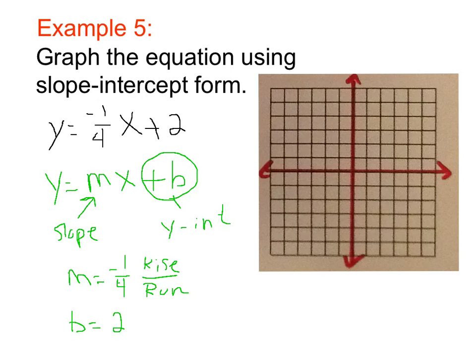We're going to start with the y-intercept. We know it's going to cross the y-axis at 2, so I'm going to put a point at 2. And then we're going to use the slope going from the y-intercept to find the next point. Well, the slope is negative 1/4, so we're going to go down 1, right 4. So I'm going to go from my y-intercept, I'm going to go down 1, and I'm going to go right 4, and put a point there. And then draw a line going through those 2 points.